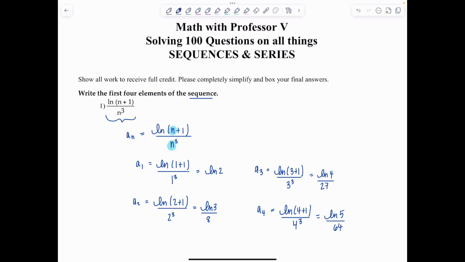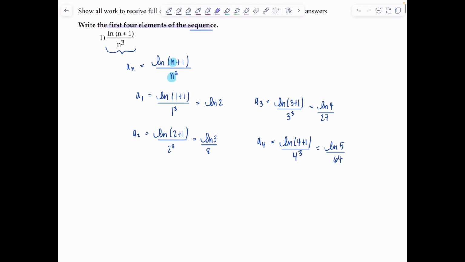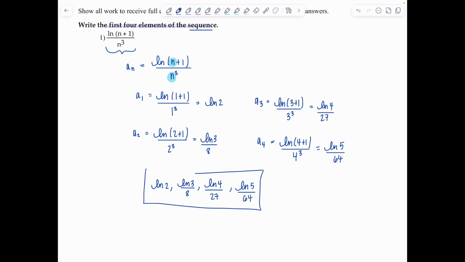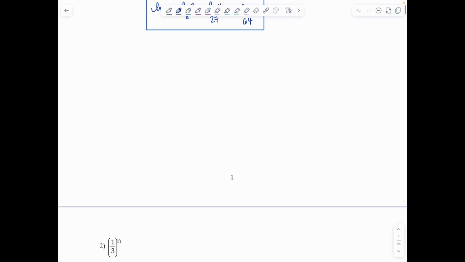Okay, good. Usually though, when I'm writing out my final answer for a problem like this, I'm going to list all 4 terms separated by commas in order. So first natural log of 2, then natural log of 3 over 8, natural log of 4 over 27, and natural log of 5 over 64. All right, very good. How was that one? Not bad, right? Look at you. Okay, let's move on to another.